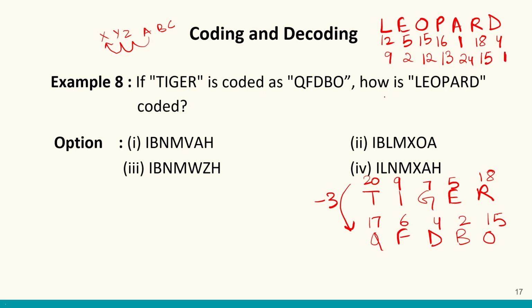So our answer will be 9th position is for I, B, 12th position is for L, M, 24th position is for X, 15th position is for O, and for first we have A position. So our answer will be I, B, L, M, X, O, A, which is option number 2. So option number 2 will be your answer.